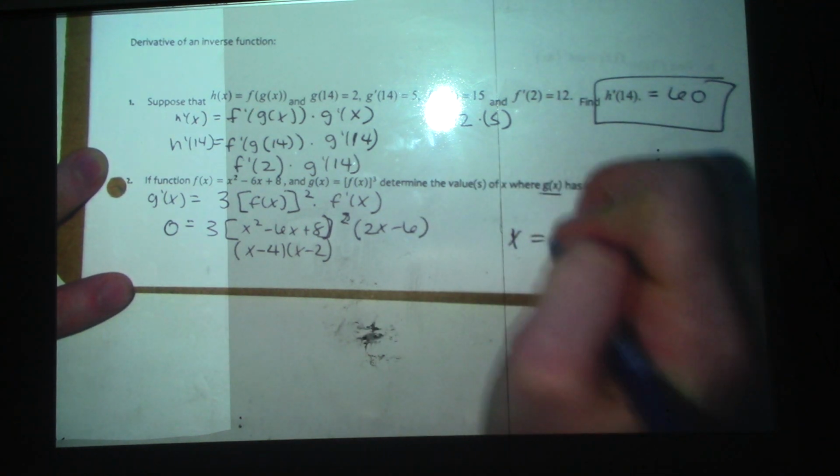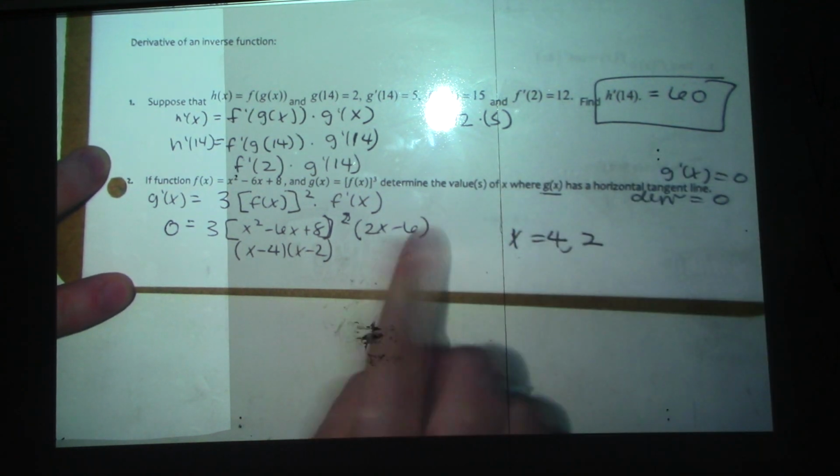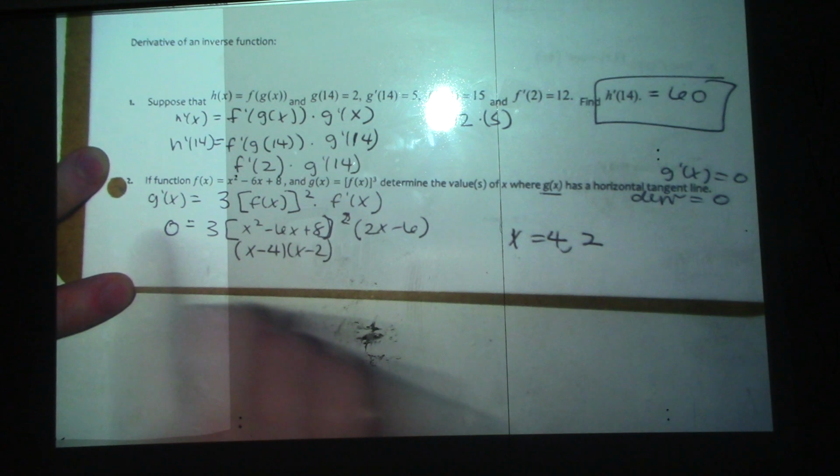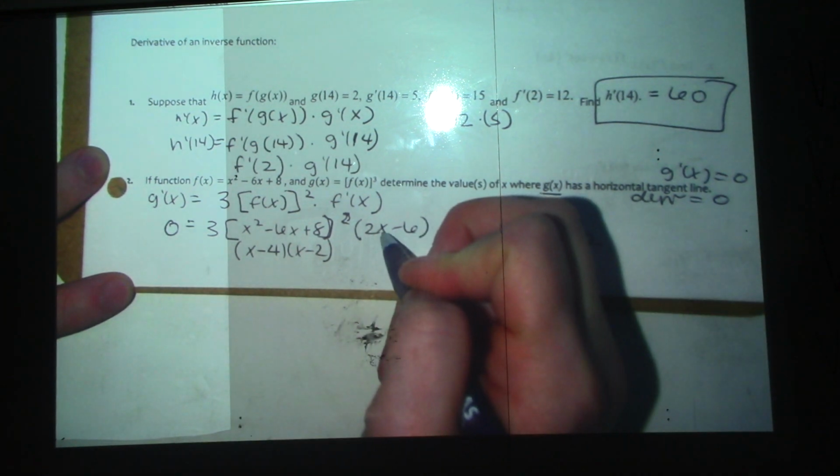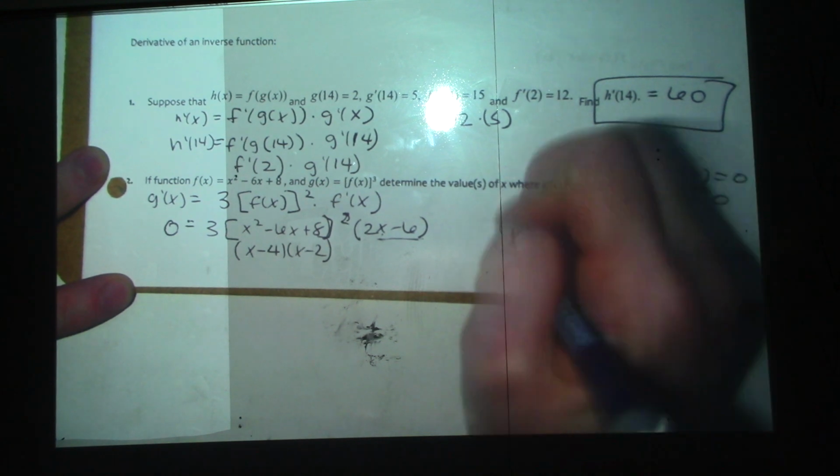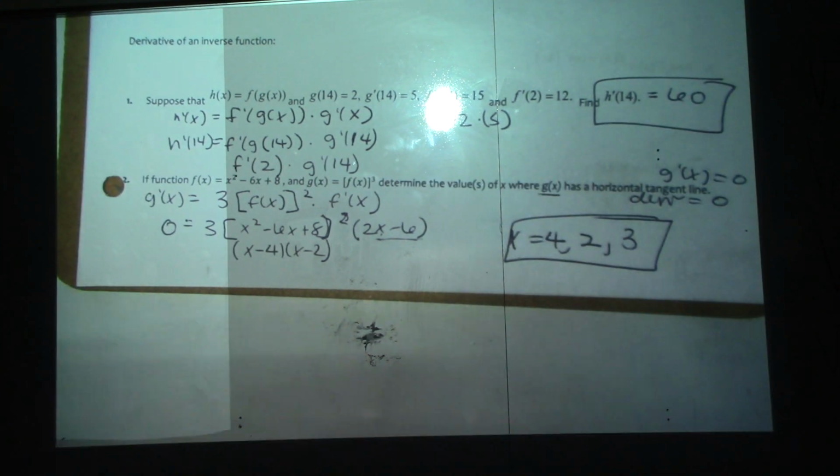So that's two solutions. But also, if this term were 0, that would make the whole thing 0. So the x value that makes this factor 0 would be x equals 3. So I have three answers right there that would all make the derivative 0, which would mean a horizontal tangent line.